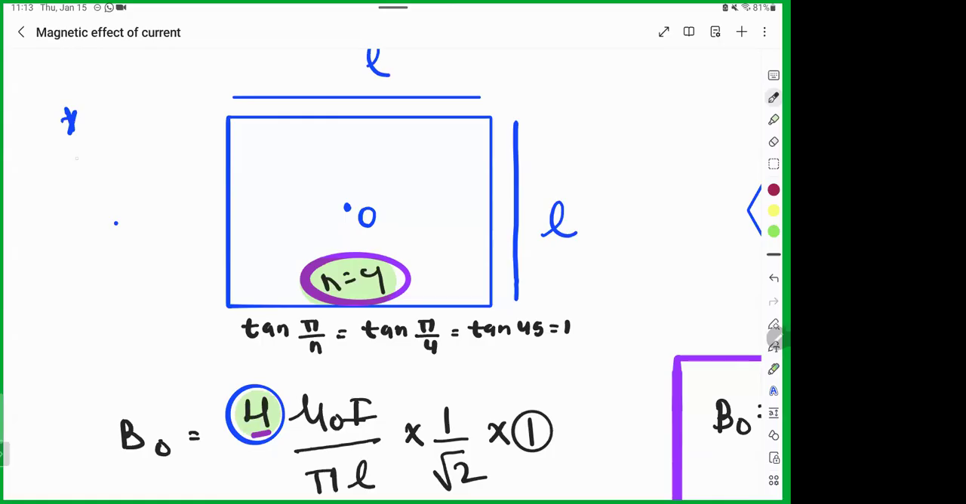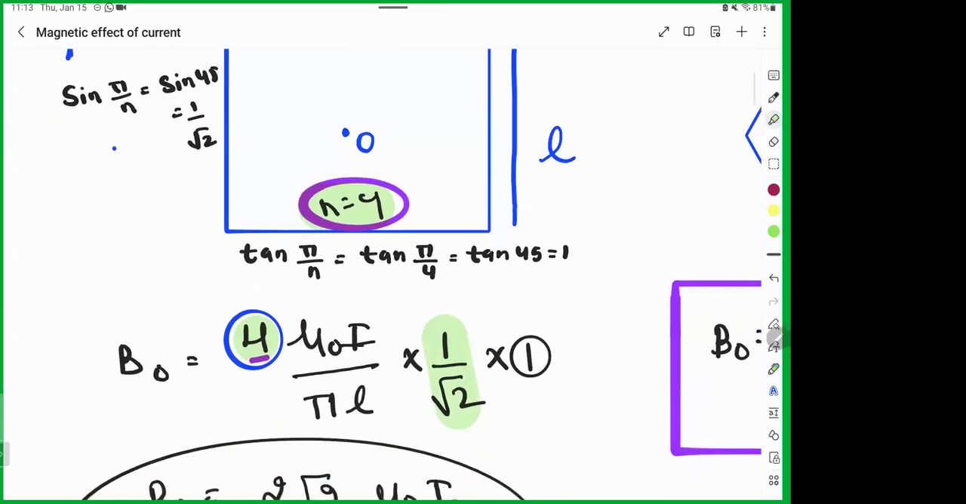Same, you have sine π by n. The n value is 4, so it will be equal to sine 45, which equals 1 by root 2. Correct? That's why we wrote here 1 by root 2. Any doubt? And you will get the answer. No, sir. Then no doubt.